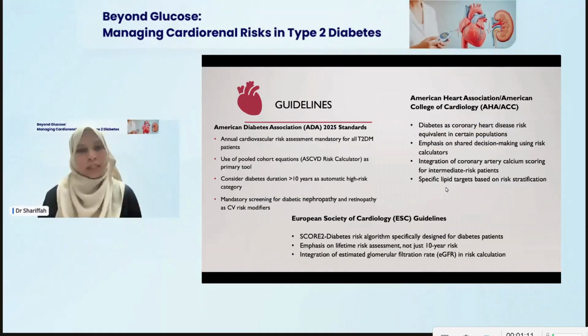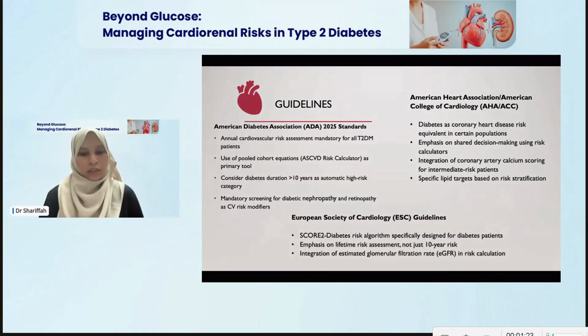So these are some guidelines according to the American Diabetes Association, European Society of Cardiology, and also American Heart Association. The common thing about these guidelines, even though they can be a little bit different in the nitty-gritty details, is that they consider diabetes as a high-risk condition, especially if you have had it for more than 10 years already. So then you have to automatically categorize these patients as high-risk category, and then treat them accordingly.